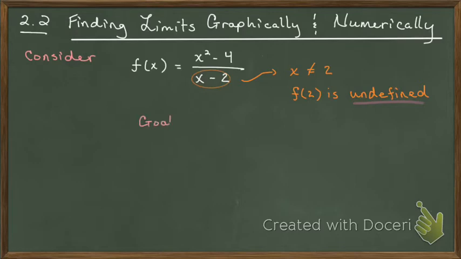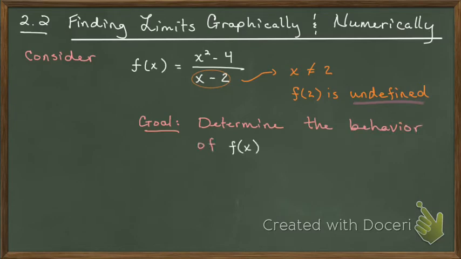My goal here is to determine the behavior, figure out what's going on with my function, f of x, as x approaches 2. What's going on when x is honing in on 2? Is my function growing? Is it shrinking? Is it closing in on one specific number? There are some nice techniques to do that. If we had a graph, we can usually tell pretty easily what that limit is, or what the behavior of the function is.